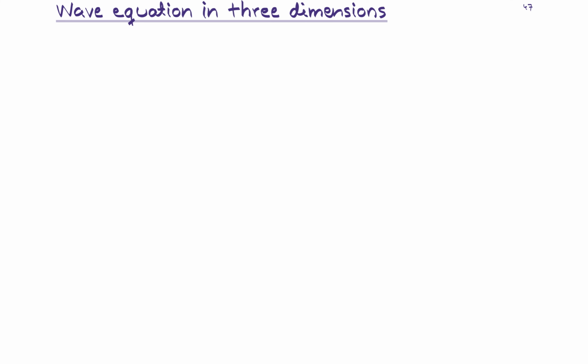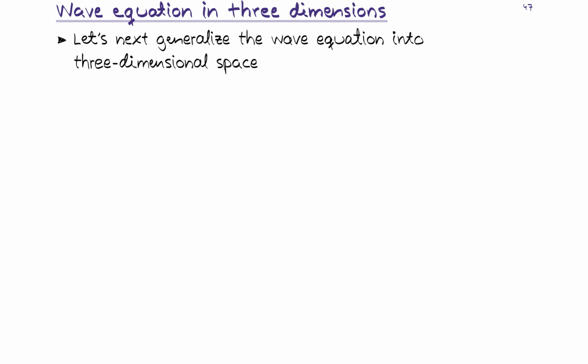What we want to do here is simply generalize the wave equation, from a wave propagating along z into a wave propagating in an arbitrary direction defined by the wave vector k in three-dimensional space.